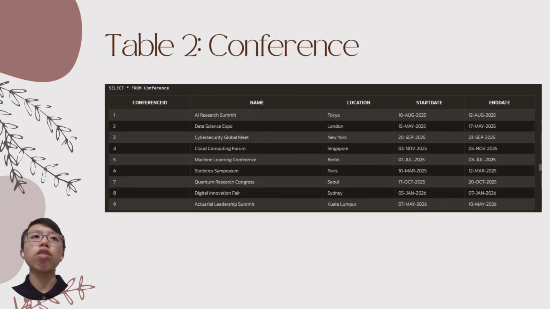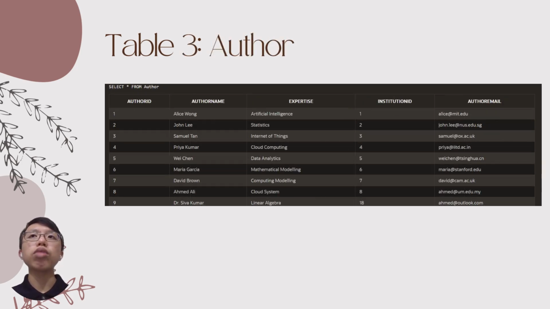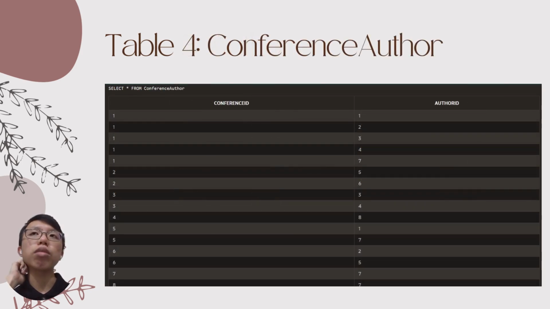Next is the conference table, which contains conference details like names, location, and date period. The third table is the author table, which lists authors and links them to their institutions, expertise, and also their email. Next is the conference author table, which serves as the linking table between the conference table and the author table, as one conference can have many authors and one author can join many conferences as long as they do not clash with one another.